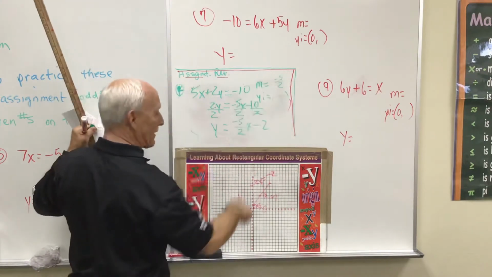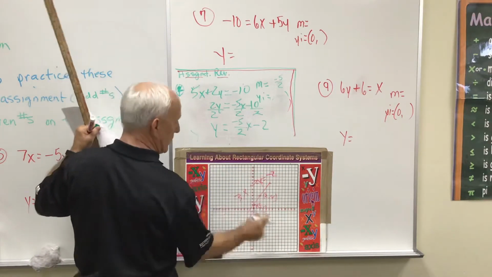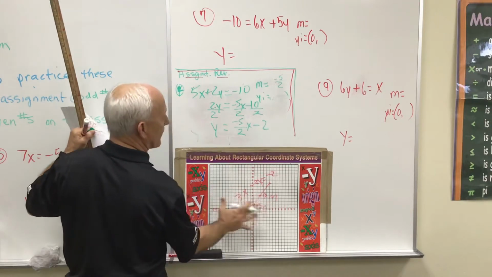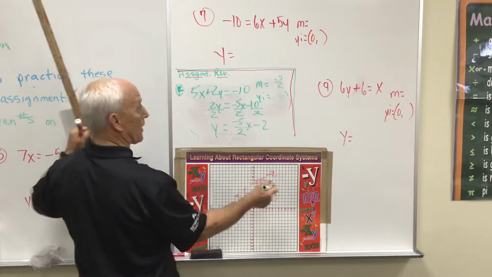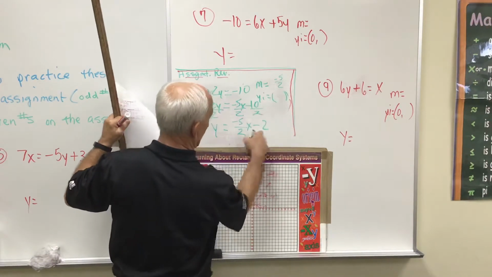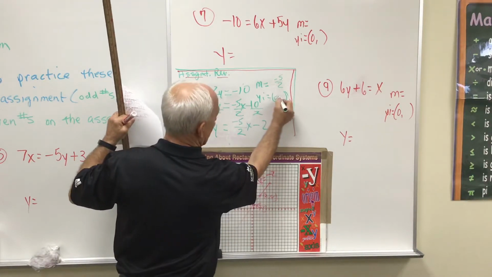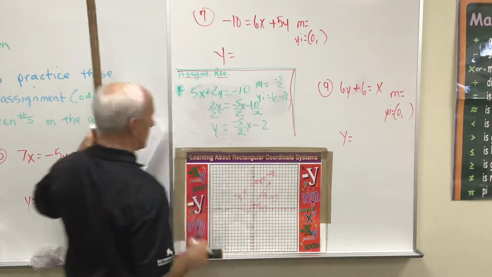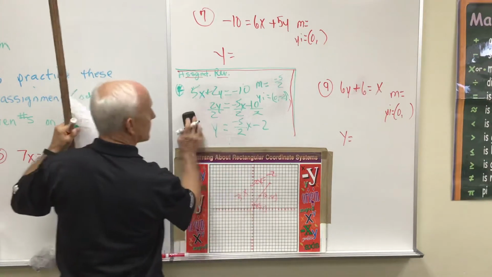That one means you're going down 5 and over 2. We could do it here. I'm not going to do any more of this right now. We're going to reserve that for the lesson. And then, of course, your y-intercept is what? 0, -2. That's correct. Did you do that on the assignment?